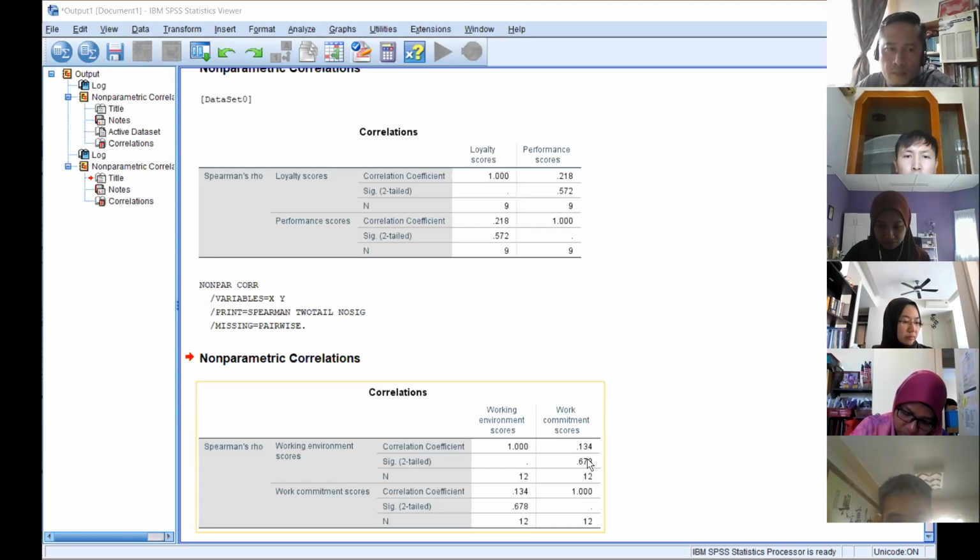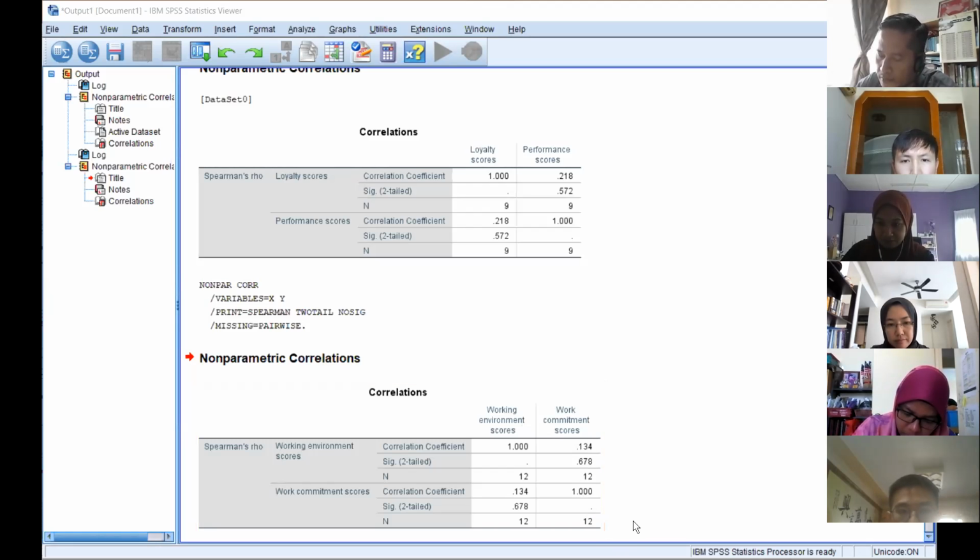Because if you just simply say the significant value is bigger than alpha, what is the significant value? Which one? Is it 0.134 or is it 0.678 or is it 12? Or is it 1? It can be anything, right? So that means you need to be specific. So the answer for question 2D will be, since significant RS within bracket 0.678 is bigger than alpha within bracket 0.05, therefore fail to reject H0.